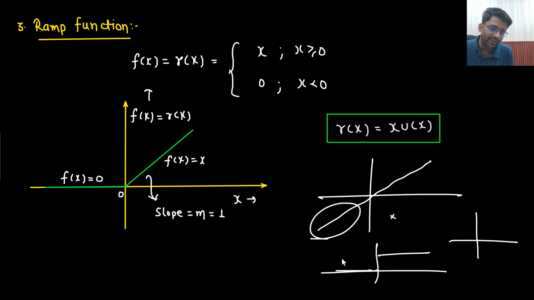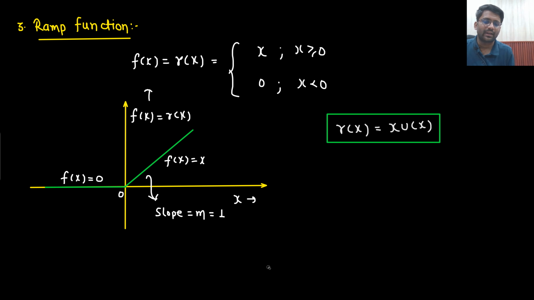Any value multiplied with 0 will be 0 only. Here the value is x only. x multiplied with 0 will be 0, and x multiplied with 1 will be x only. So what kind of graph are you getting? The same graph which is r(x). So r(x) could be written as x into u(x). Very important, this you need to remember. Is that understandable to you?